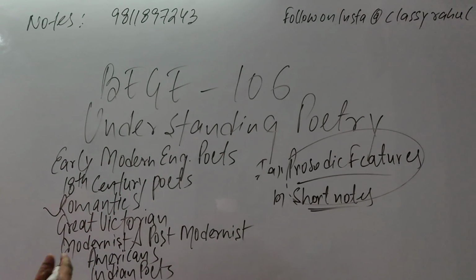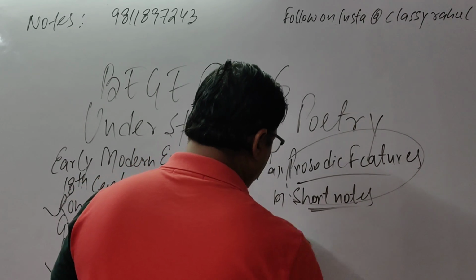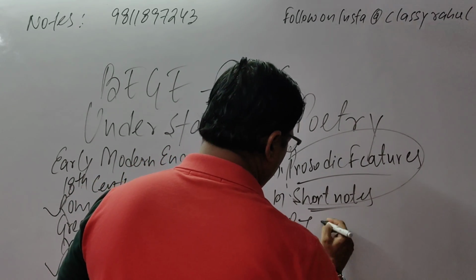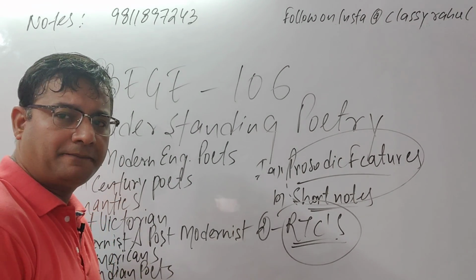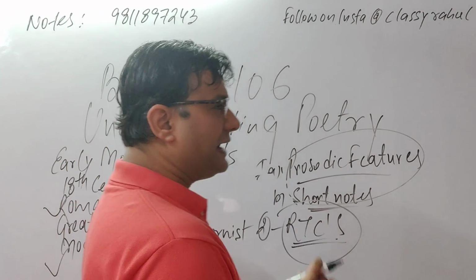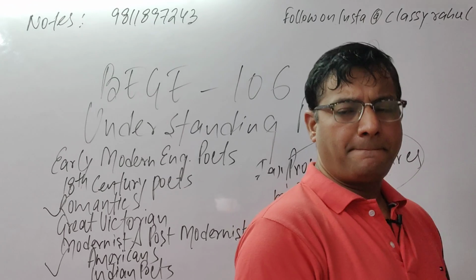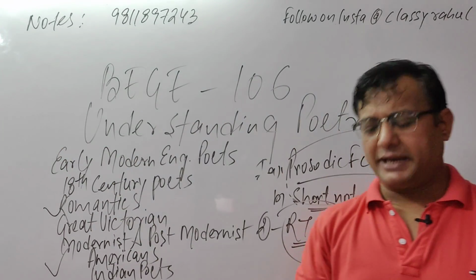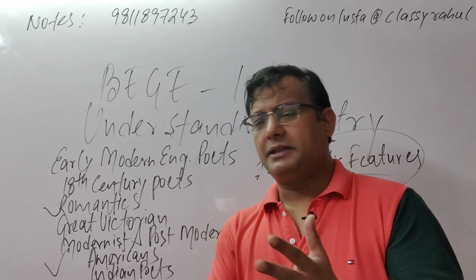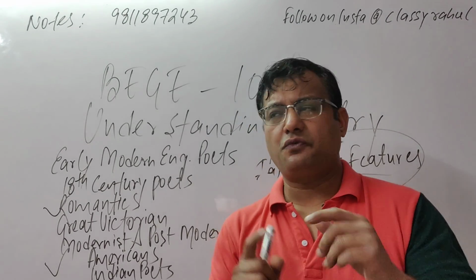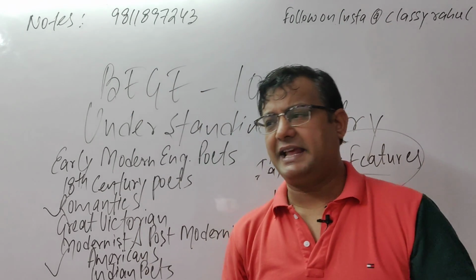Then will come the next and the most probable question, that is RTCs. What does RTC mean? Reference to context. Here you need to find out the certain poetry. When you are able to crack that poetry, you need to jump to the other part: the reference, the poet and the poetry, and then come to the context from where that part was taken, and then the explanation.